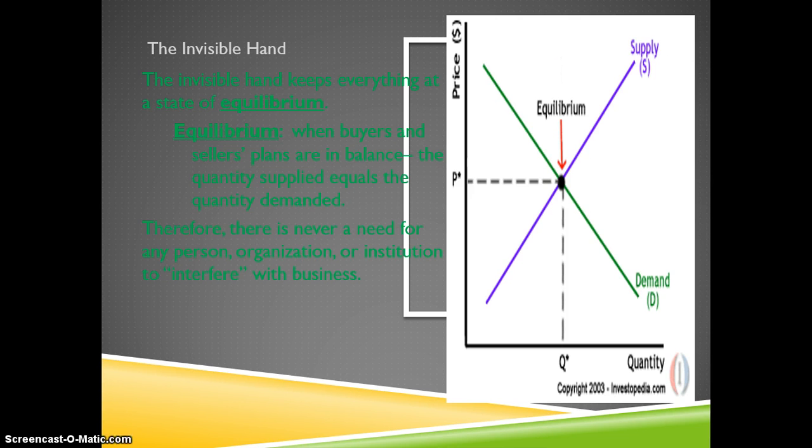Because in a true capitalist sense, there would be no government needed, but honestly, there is no true capitalist system in the world today. There is always some sort of government involvement in the economy, even in the United States.